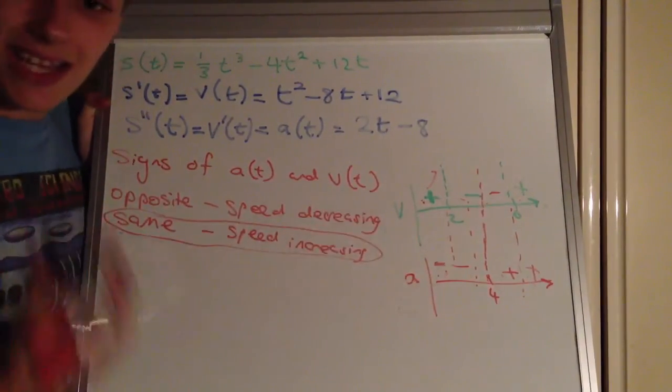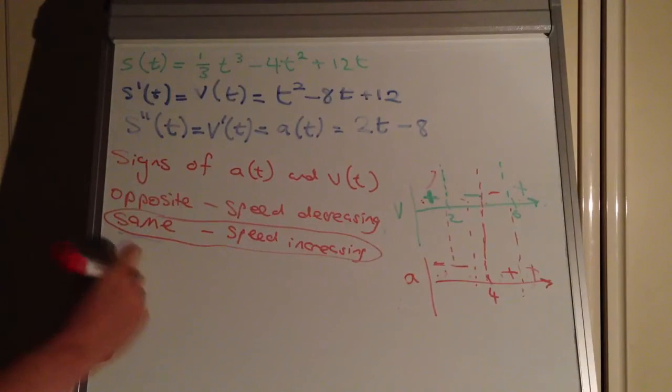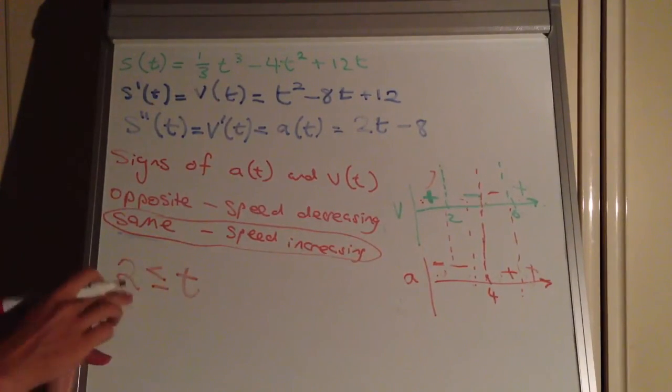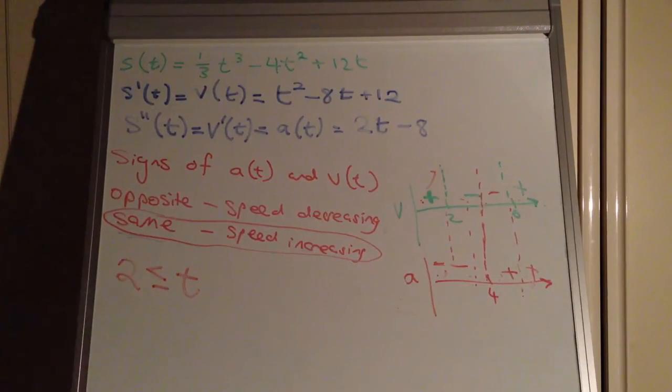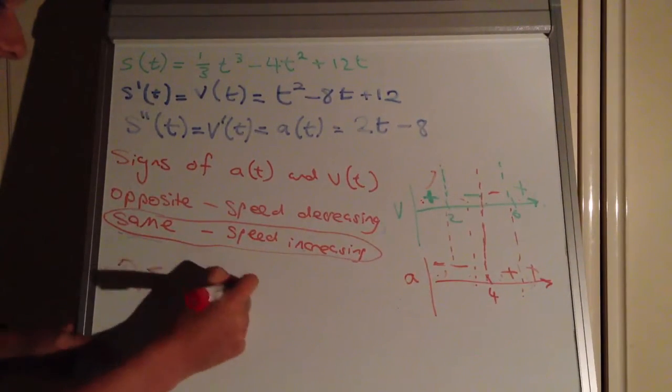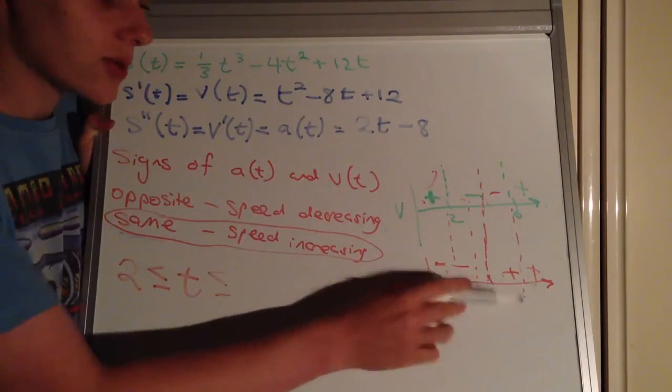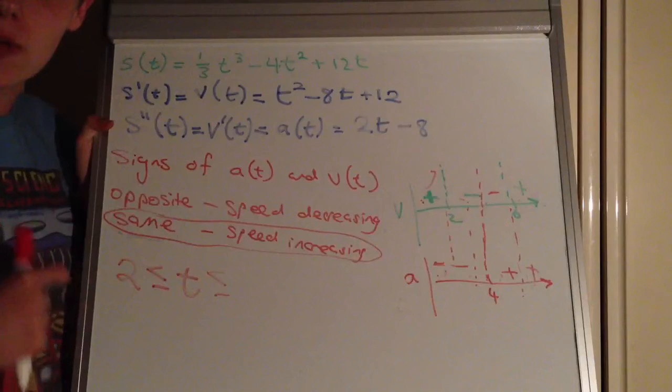But then starting at t equals 2, the signs are the same. So we have 2, and then we put t in the middle because we show the lower end of that range, and then we show the upper end. And the signs stop being the same when t equals 4, because that's when the acceleration becomes positive.